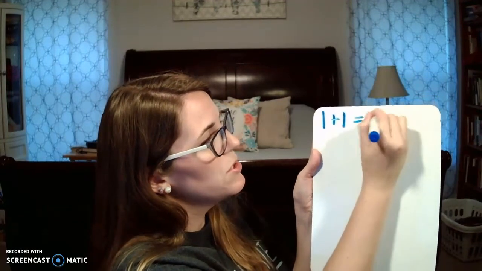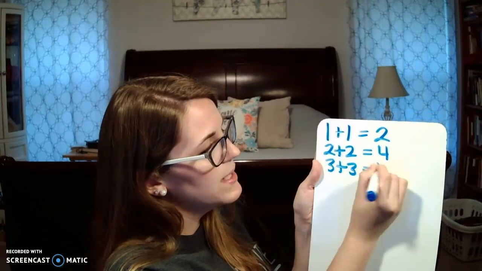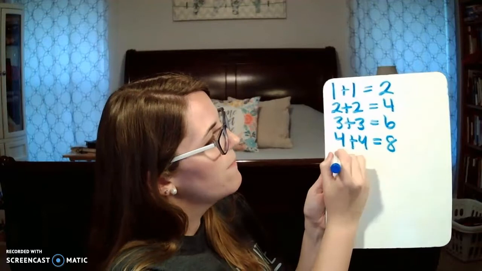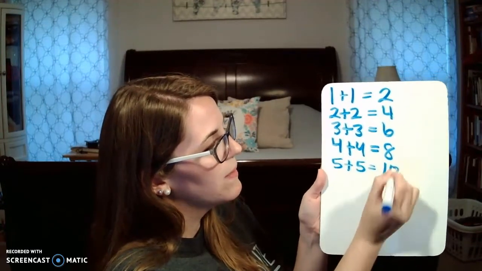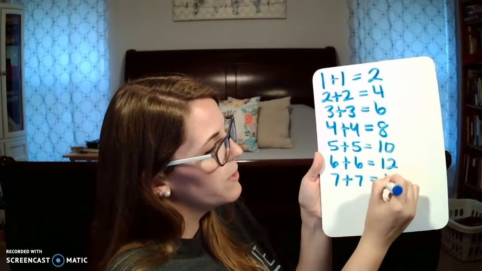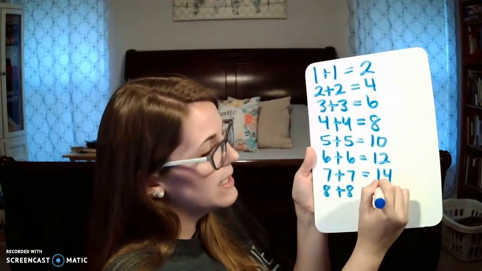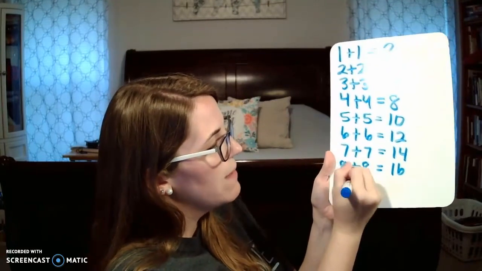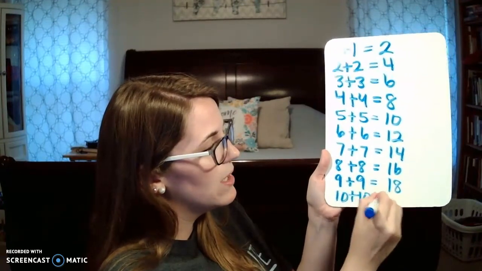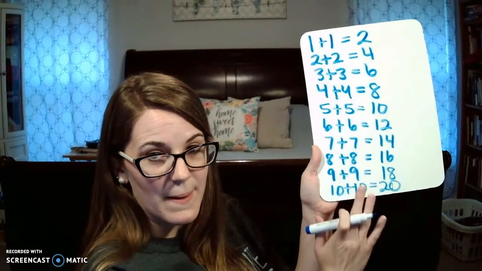1 plus 1 equals 2. 2 plus 2 equals 4. 3 plus 3 equals 6. 4 plus 4 equals 8. 5 plus 5 equals 10. 6 plus 6 equals 12. 7 plus 7 equals 14. 8 plus 8 equals 16. 9 plus 9 equals 18. And 10 plus 10 equals 20. So that's how far we're going to get with our doubles.